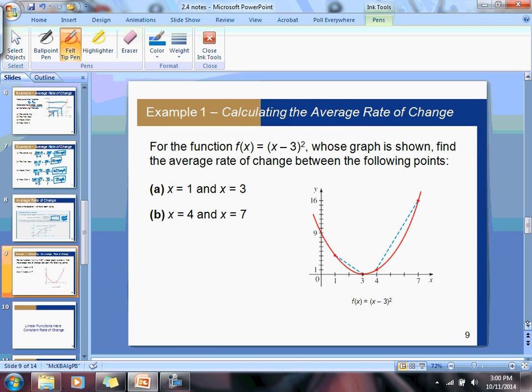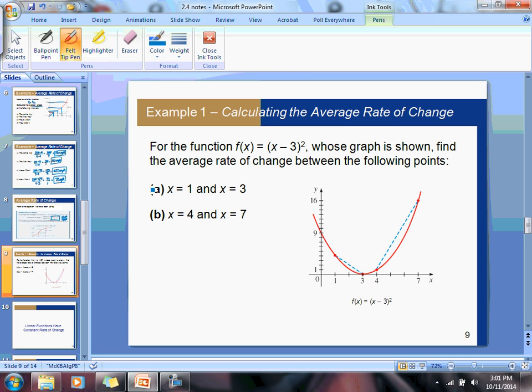So let's see if we can use that concept, that formula, to take a look at example 1 here. Remember, this is example 1 in the book. I know this really is the third example we've done. This is example 1 from the book, though, so if you want to follow along there, you can. And here it says for the function f of x equals (x minus 3) squared, whose graph is shown, find the average rate of change between the following points.